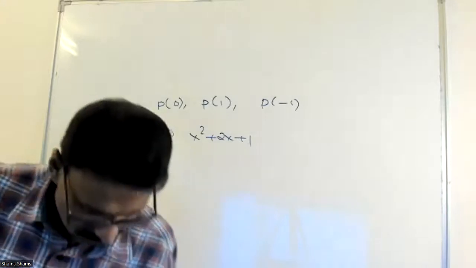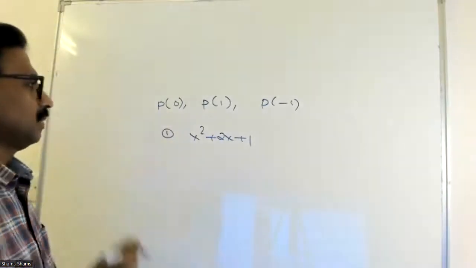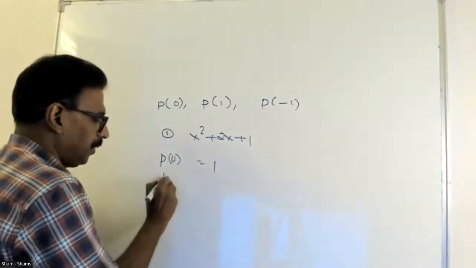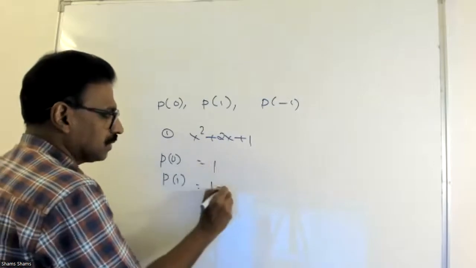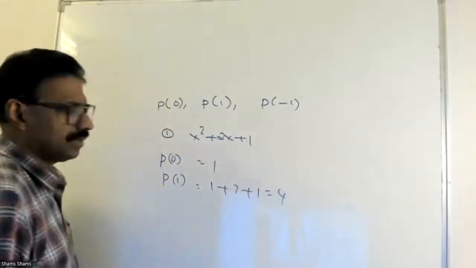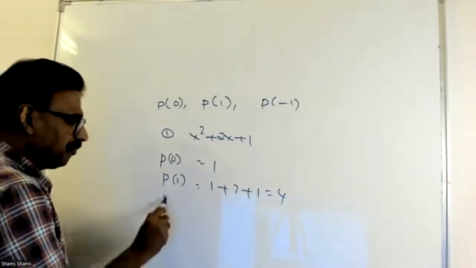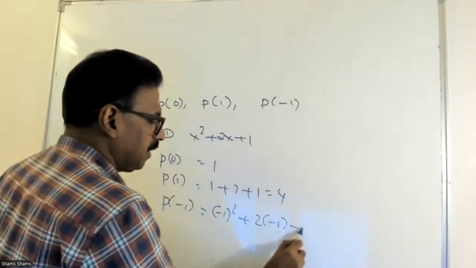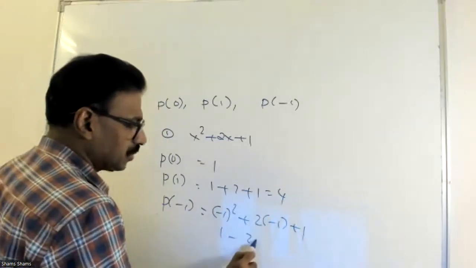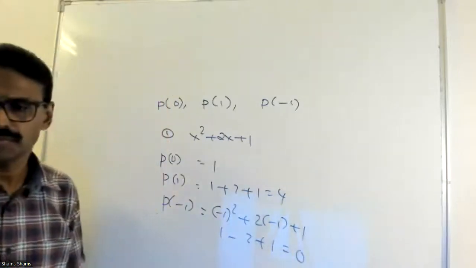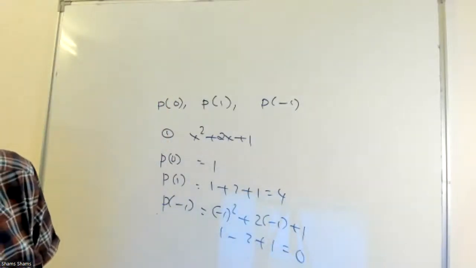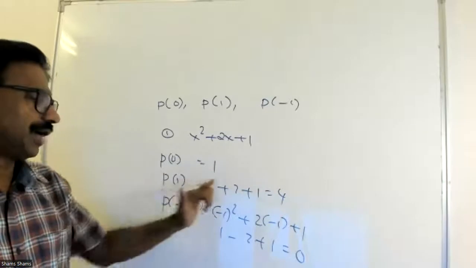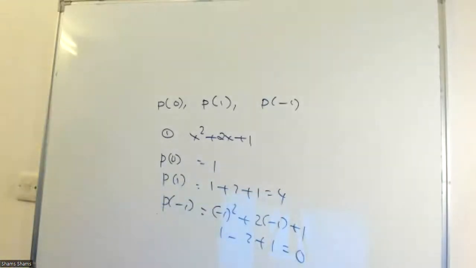So, what is the answer you got? P of 0 equal to 1, because 0, 0, 1. P of 1: 1 plus 2 plus 1 equal to 4, right? You got like this? Yes, sir. P of minus 1: minus 1 squared plus 2 into minus 1 plus 1, that is 1 minus 2 plus 1, that is 0. Okay, copy first now. These are the answers: P of 0 is 1, P of 1 is 4, P of minus 1 equal to 0.